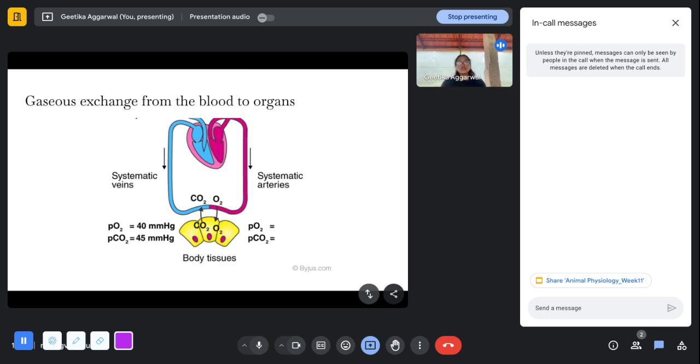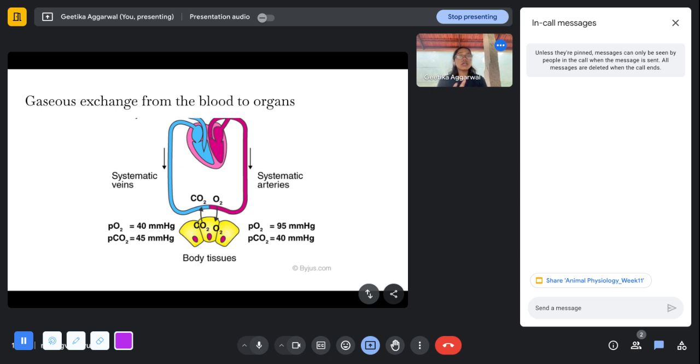But the partial pressure of oxygen in the tissues is 40 millimeters of mercury, and that of carbon dioxide is 45 millimeters of mercury. So basically, they follow their own pressure gradients, and oxygen moves from the blood to the tissues, and carbon dioxide moves out of the tissues into the blood by the capillaries.